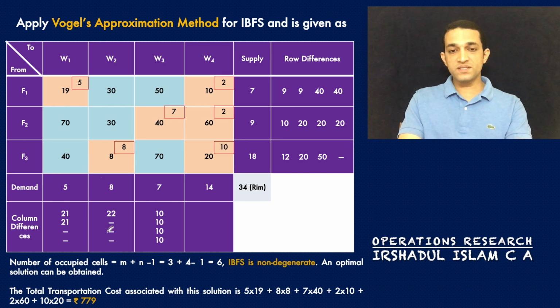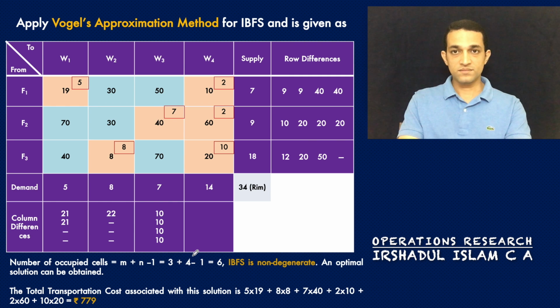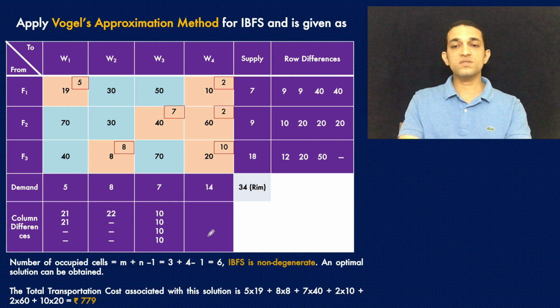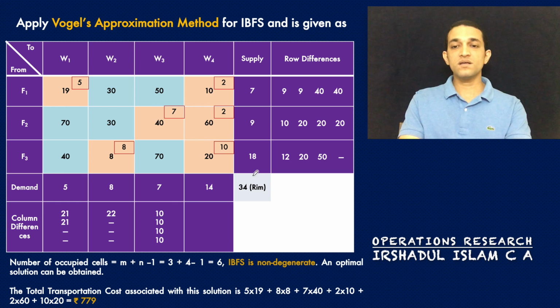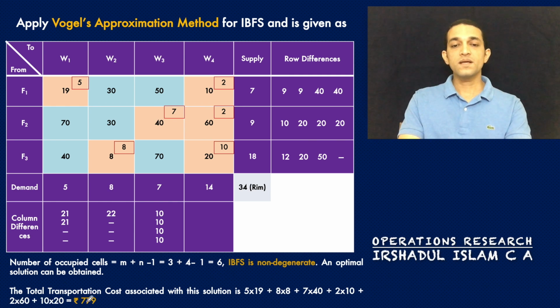Calculate the number of occupied cells: 1, 2, 3, 4, 5 and 6, that is what should be required. Number of rows plus number of columns minus 1: 3 plus 4 minus 1 is 6. So 6 occupied cells are there and the rim condition is also satisfied: the sum of the supply and the sum of the demands are equal to 34. So this is an initial basic feasible solution. And the total transportation cost we calculated like this, that is 779 rupees.